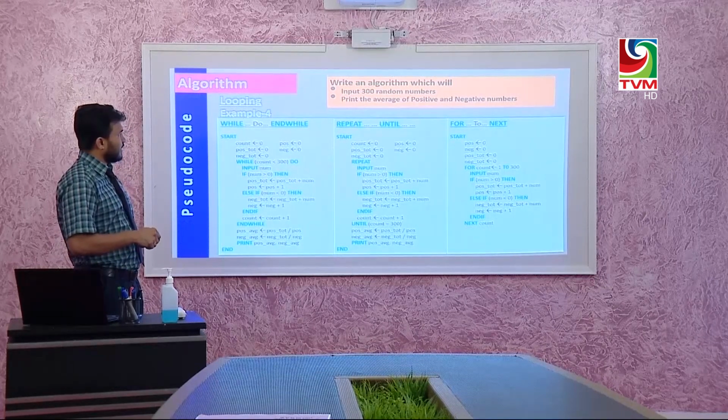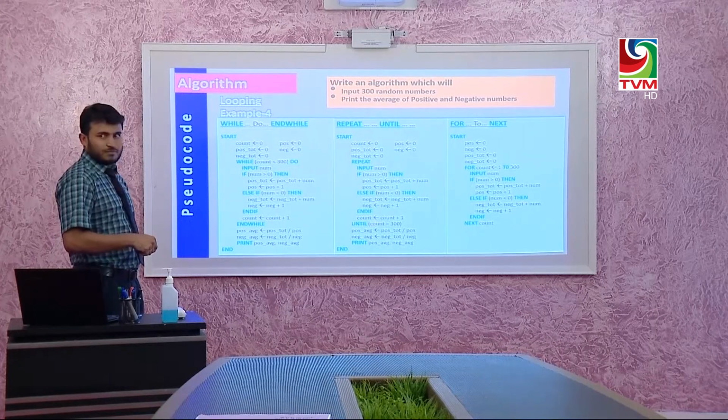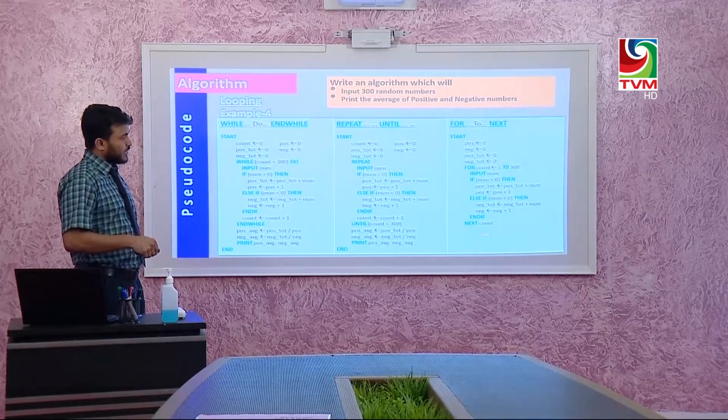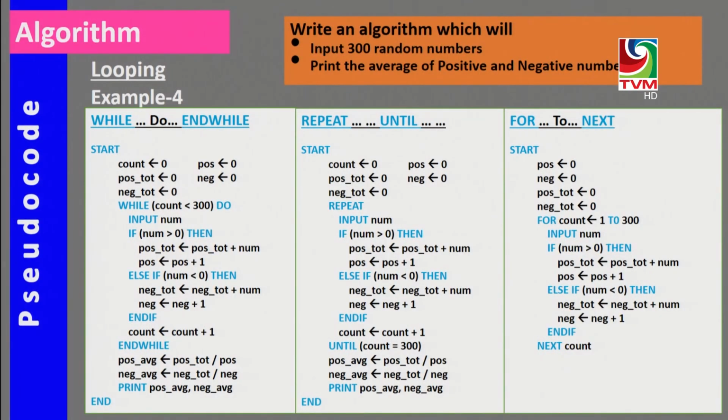Here you can see the main difference in these three statements: in both the while and repeat until loop statements, we have used count equal to count plus 1. But here we are not using that statement because we have the loop variable next count, meaning count equal to count plus 1. Now post average is equal to post total divided by post, neg average is equal to neg total divided by neg, print post average, neg average, and end.